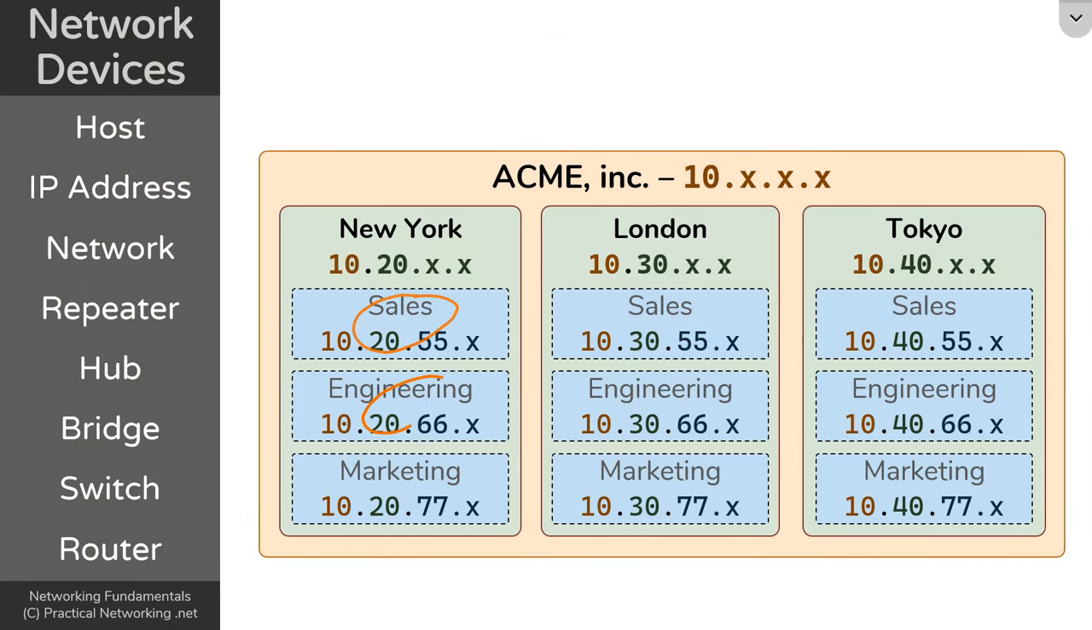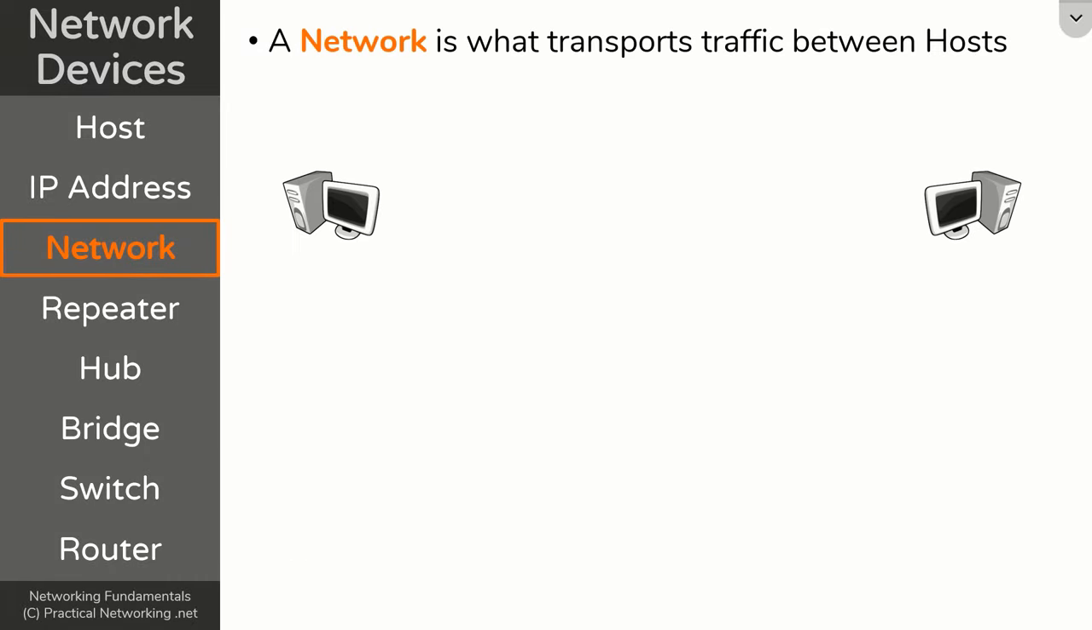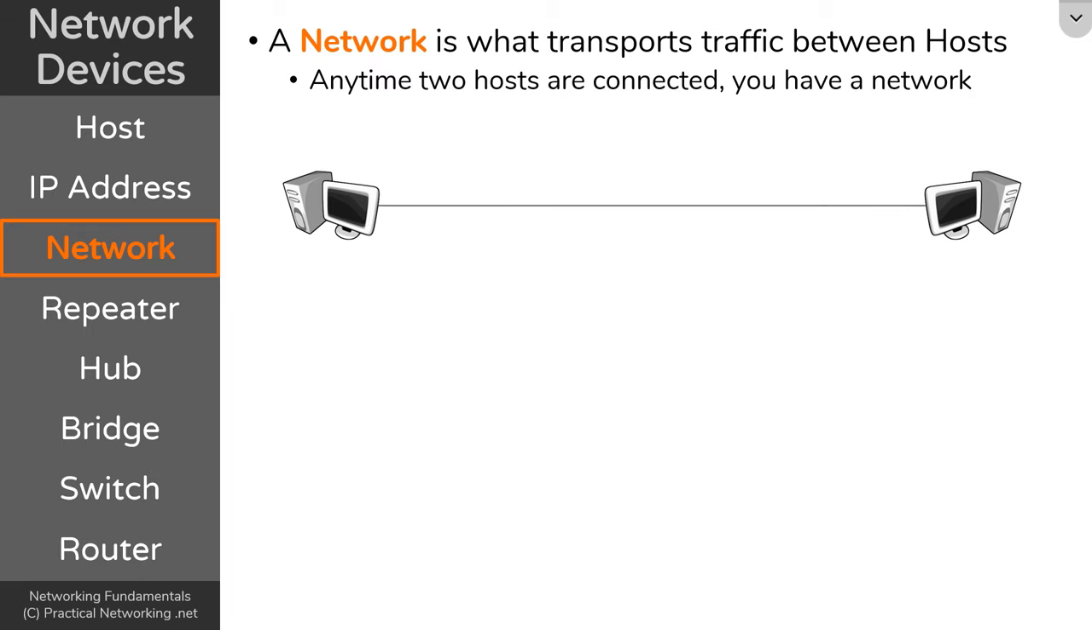All of the hosts that sit inside each of these teams at each of these offices exist in what is known as a network. A network is what actually does the transportation of traffic between hosts. In its simplest form, anytime you connect 2 hosts, you have a network. If you plug these hosts directly into each other, you have a network.